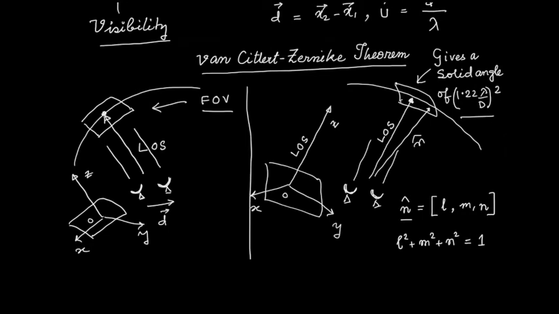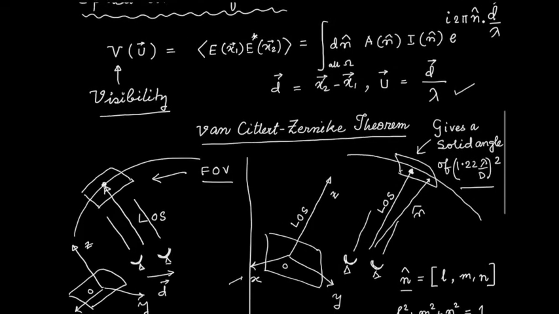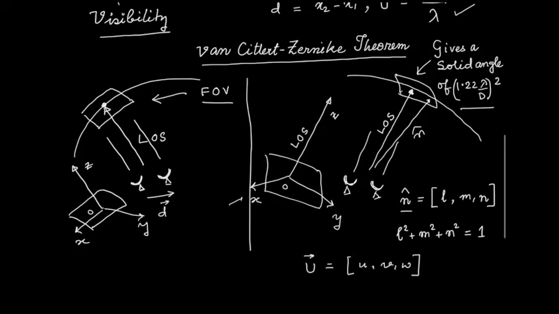What I do is I write my u also in the same coordinate system. So u becomes, the three components are u, v, and w. So what are these three components? It's the three components of d by lambda: d by lambda along the x direction is u, d by lambda along the y direction is v, and d by lambda along the z direction is w. Okay. So if I do that, then I can write this n cap dot d by lambda, which is u.